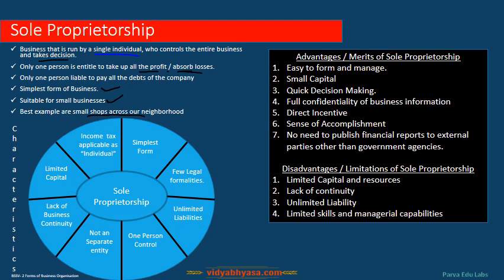Let's move to the last one: limited skills and managerial capability. Hiring a professional will cost more because of the limited capital. It is very difficult to hire many experienced people into the business, and the one single person may lack some managerial capabilities, so that will also be a negative for sole proprietorship firms. If a person is dynamic and has excellent managerial capability, then it's fine, but in many cases they lack managerial capabilities.